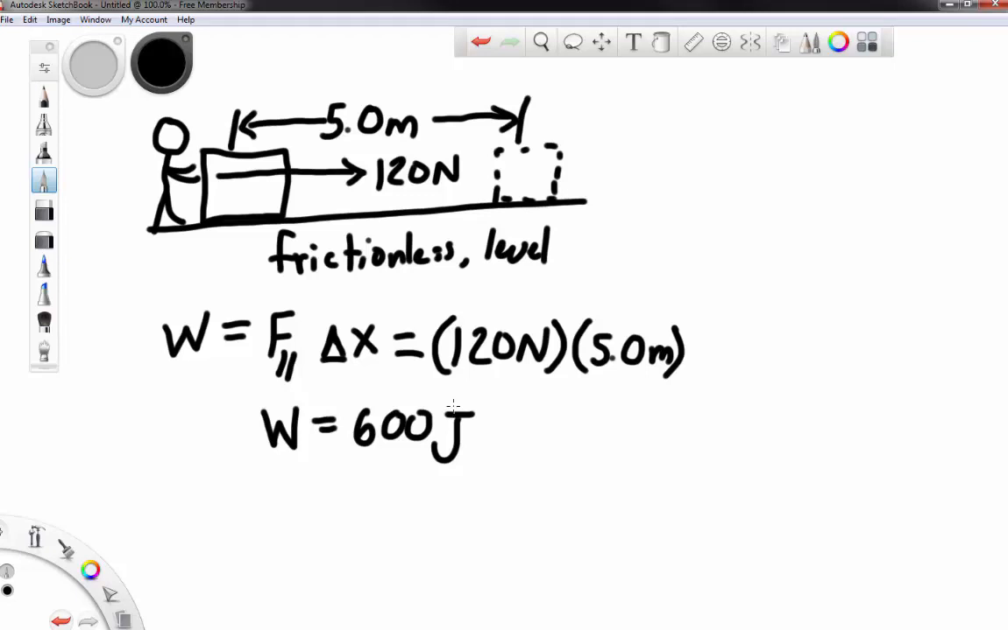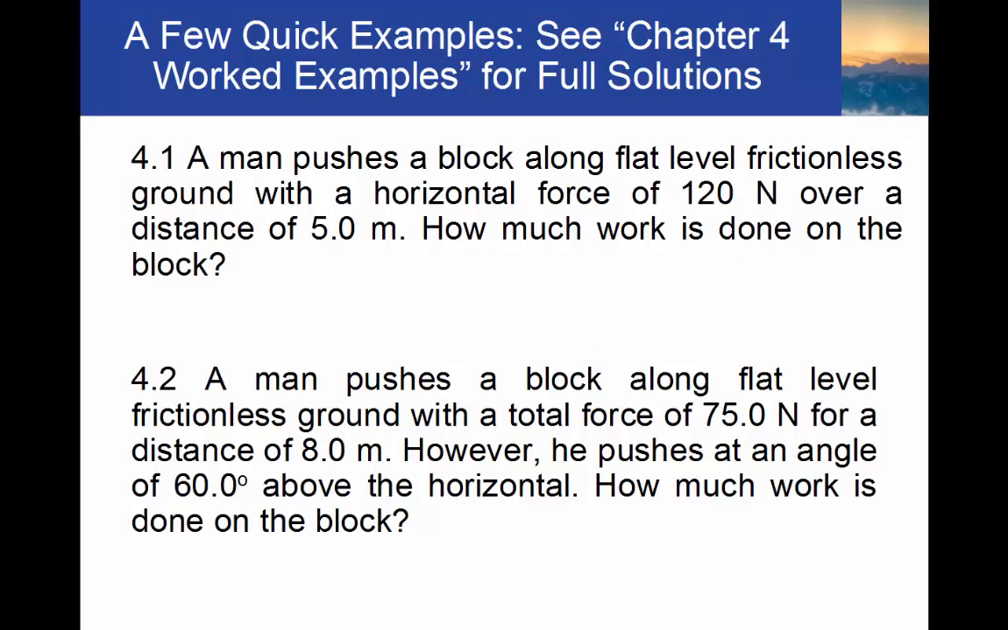Okay, so second example, what happens if the man pushes with a total force of 75 newtons and across a total distance of 8 meters, again along flat level frictionless ground.